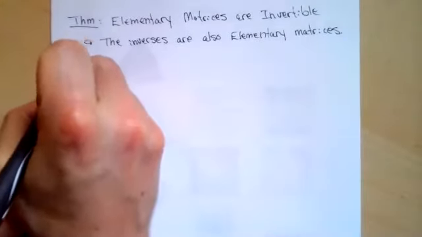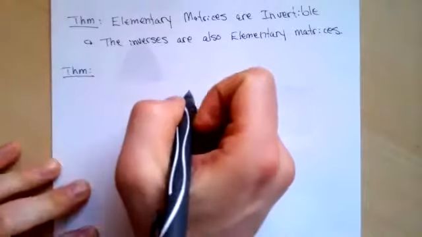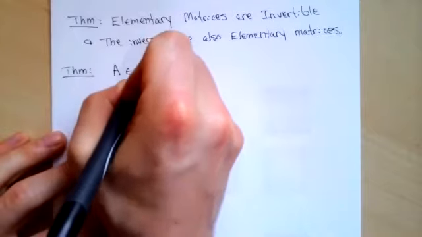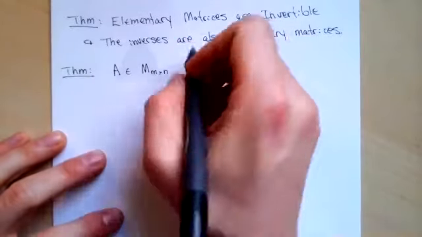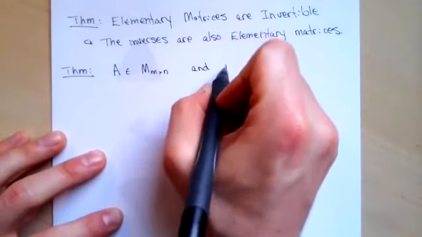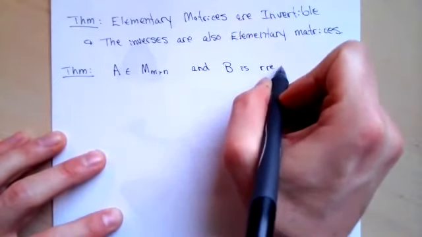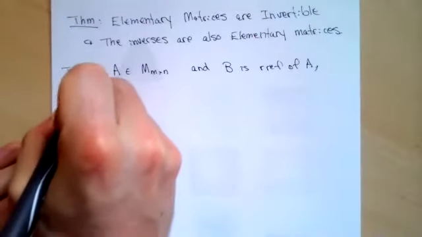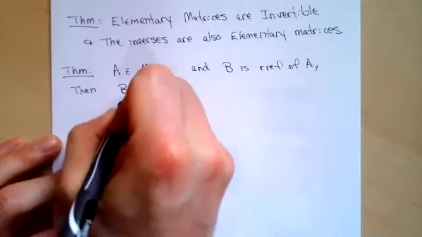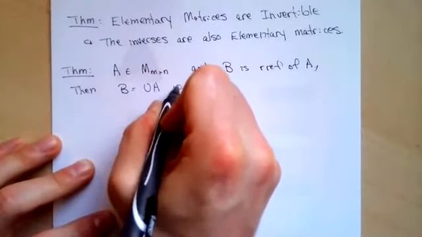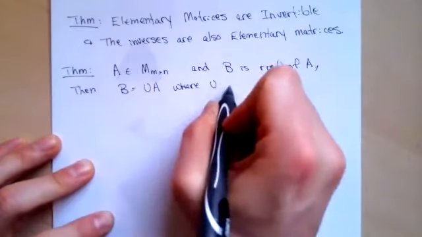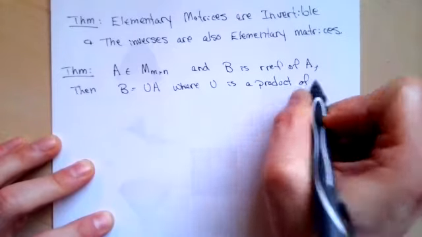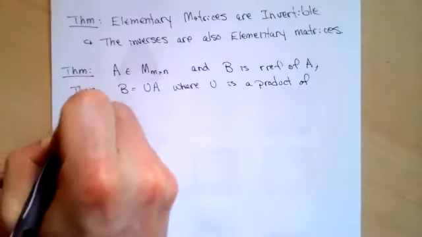So we've got other theorems. If we have some n by n matrix A, and B is the reduced row echelon form of A, then B is equal to U times A, where U is a product of elementary matrices.